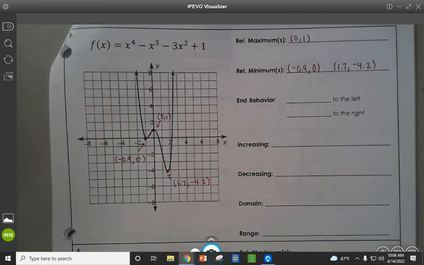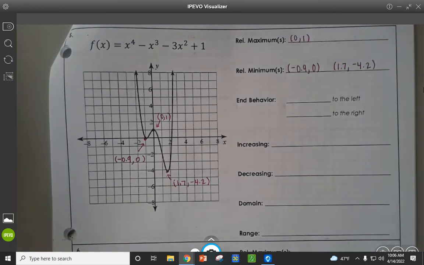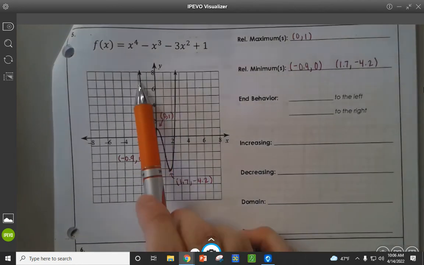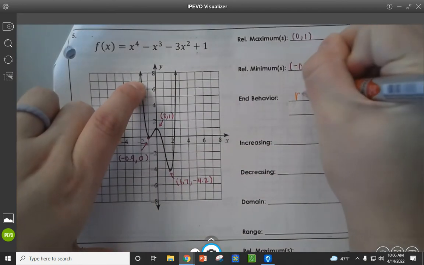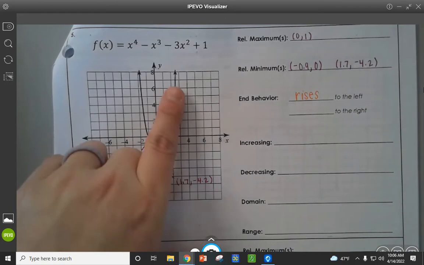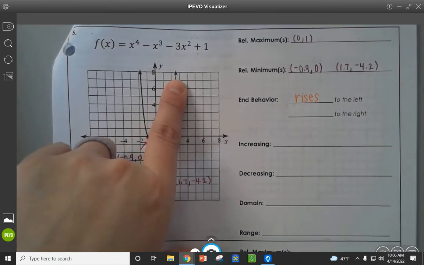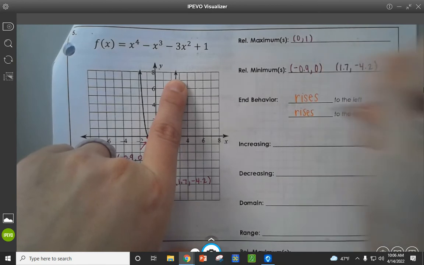All right, the next thing is end behavior. This is where we look at the direction that the arrows are pointing. So on the left, is your arrow pointing up or down? Up. So we say it rises to the left. What about the arrow to the right? It rises to the right. Okay.